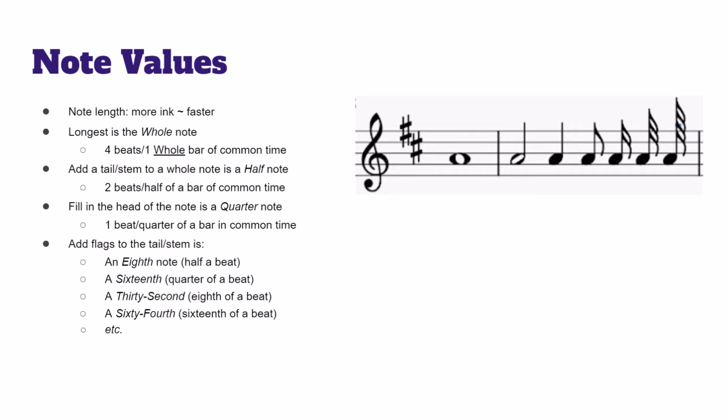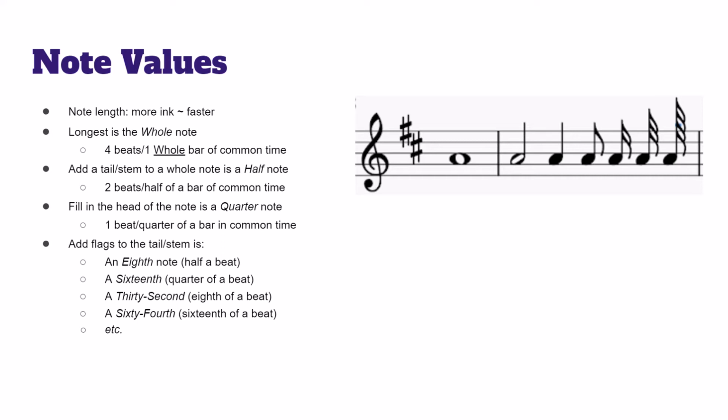If you fill in the head of the note, you get a quarter note, 1 beat or a quarter of a bar in common time. Every subsequent note cuts that previous note's value in half, if you have caught on to the pattern so far, from 4 to 2 to 1. So if we go from 1, we add a flag to the tail, and we get half of a beat, which is called an eighth note because it's an eighth of a bar of common time.